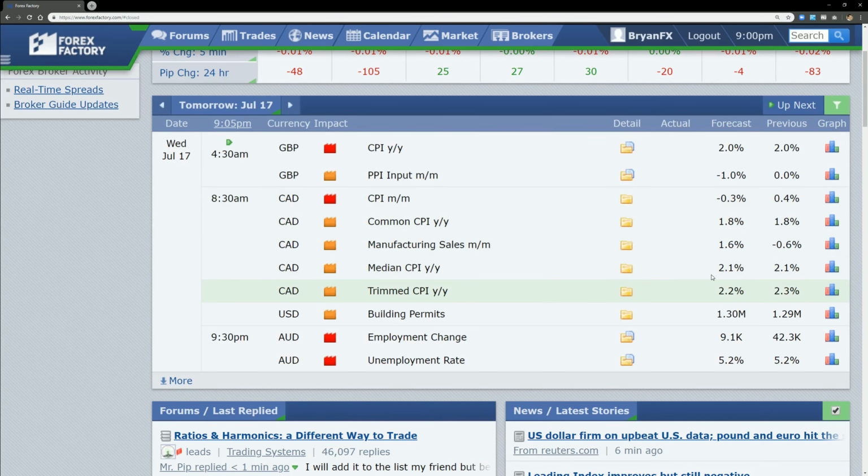A lot of stuff in there, although with CPI, those numbers are good. Manufacturing sales is pretty good as well, as far as CAD goes, because they're an export nation, so manufacturing is a big deal. And then the median and trim, it is what it is. Building permits I wouldn't worry about, but the CPI number for CAD is probably the most important at that 8:30 time frame.